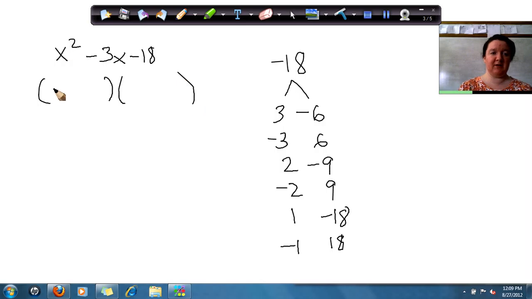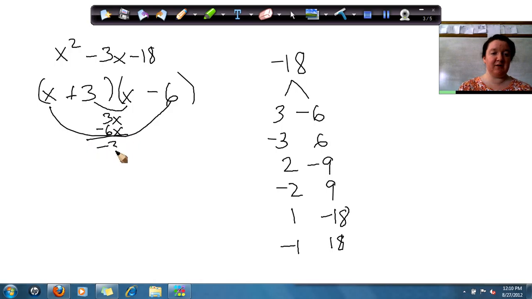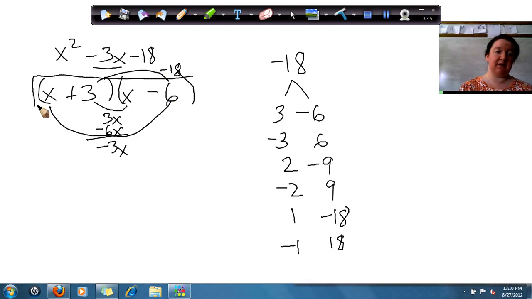Remember, we have to multiply the parts in front to get x squared. So that goes there. And then I put a positive 3 and a negative 6. So if I look at my inside terms, I'm going to get 3x. If I look at my outside terms, I get a negative 6x. And that adds up to a negative 3x, which is what I wanted. And if I look at my last terms, I'm getting negative 18, which is what I wanted, so I know I did it correctly. And that is my answer.